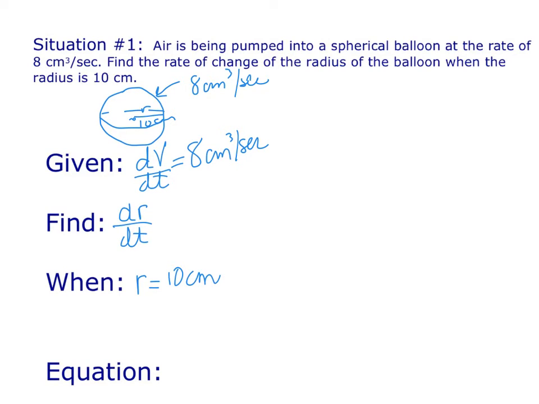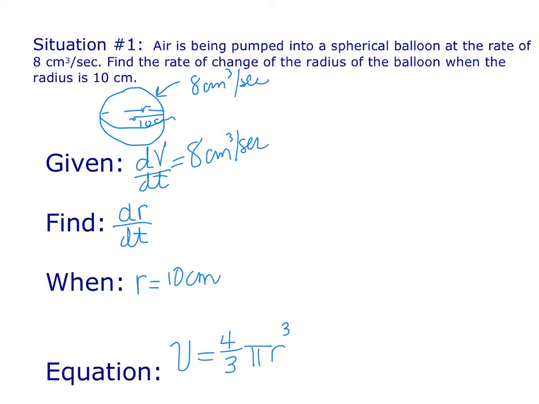Okay? And then we are changing the volume of a sphere, so we need the volume of a sphere. V equals 4/3 pi r cubed. All right, so these are the things we have. First thing is given: the volume is changing because air is being pumped into a spherical balloon, right? It's getting bigger. It's changing 8 centimeters cubed per second. We want to find the rate of change of the radius when r is 10.